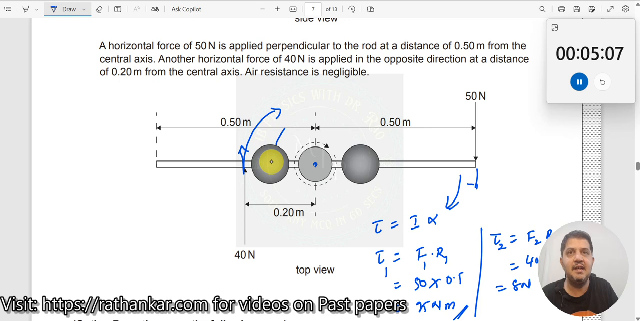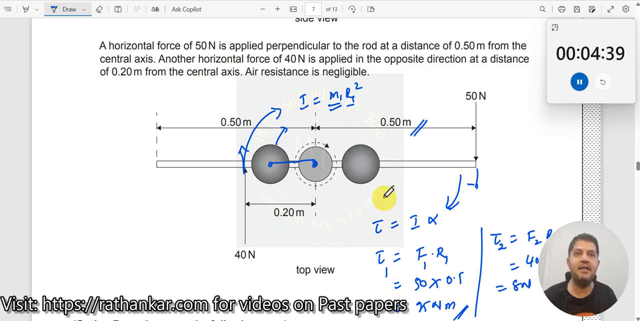Usually the moment of inertia of this particle is given by m1 into r1 square, and similarly m2 into r2 square, because they are at equal distances. But unfortunately m1 is not known, r1 is not known, nothing is known. This r1 refers to the distance between the pivoted axis and the center of the sphere. It is not given, so you cannot find it like this. There is another way to find the moment of inertia.